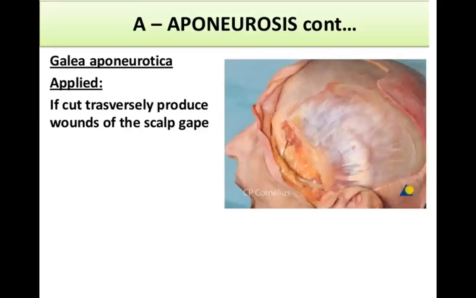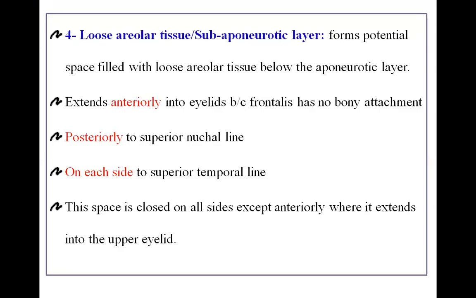Aponeurosis, galea aponeurotica. It is present between the occipital and the frontal bellies. If it is cut transversely, it produces gaping of the wounds of the scalp.